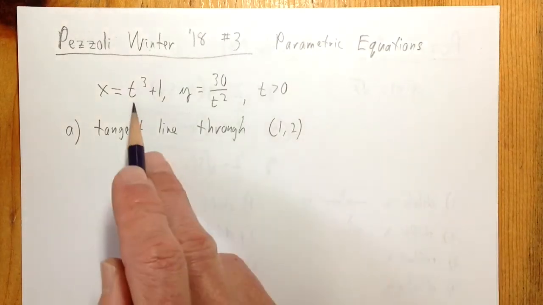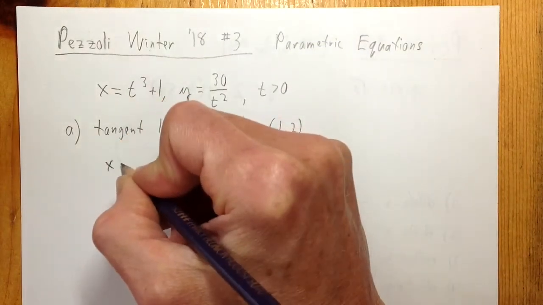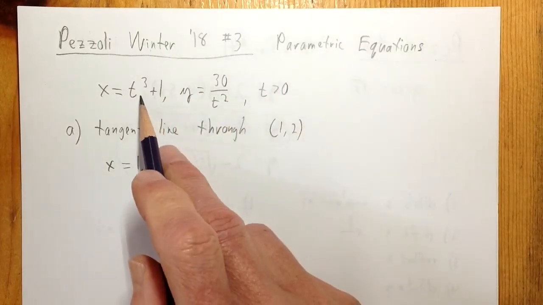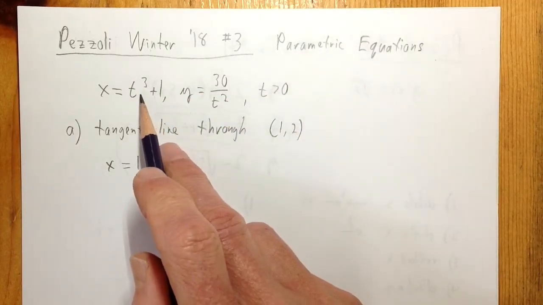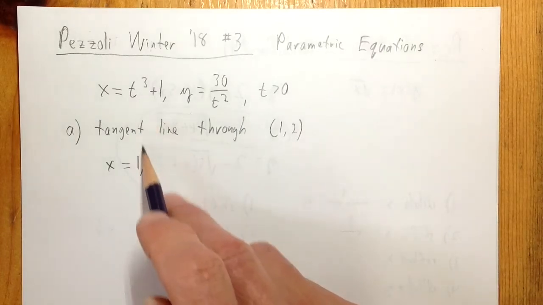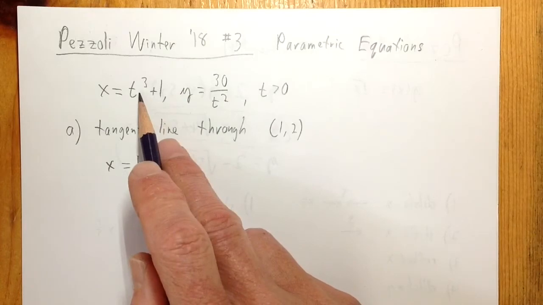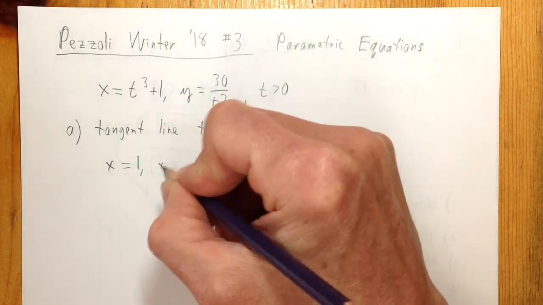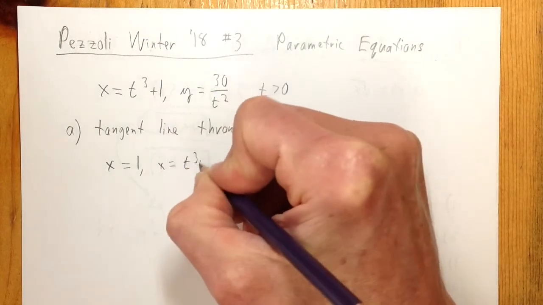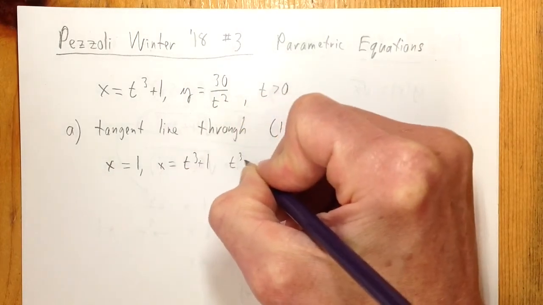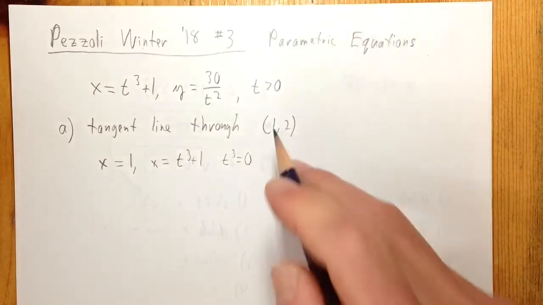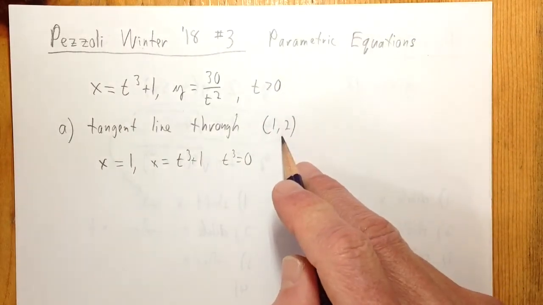Okay, so y is 2. When x equals 1, that means t must be 0, but t can't be 0, right? Because x is t cubed plus 1, so t cubed must be 0 for x to be 1. But we said t can't be equal to 0. So this point is not on the curve, which makes it a lot harder.